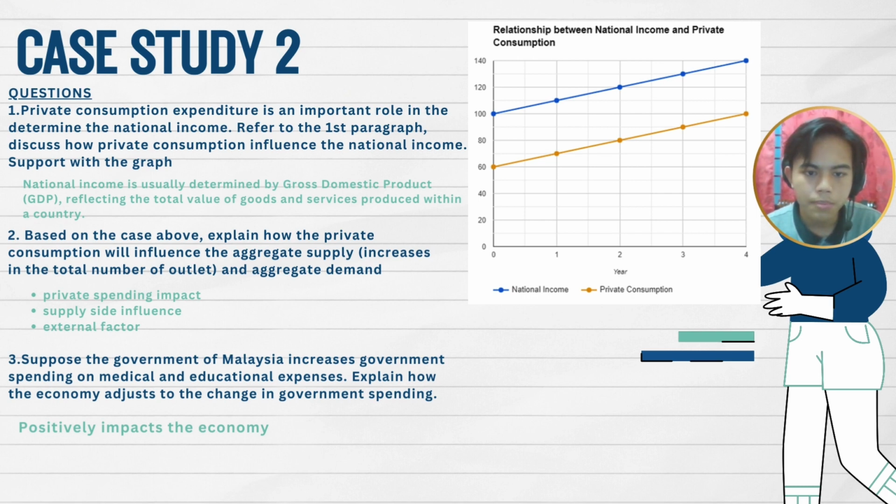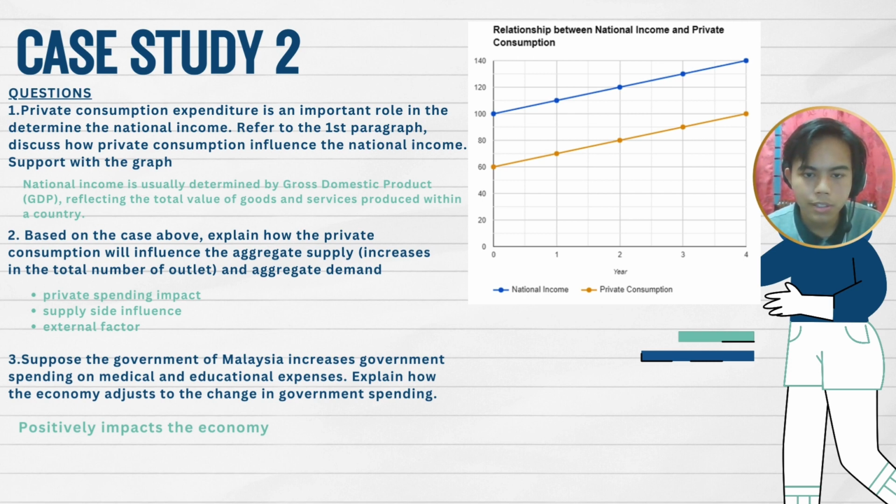Question number 2. Based on the case above, explain how the private consumption will influence the aggregate supply. Increases in the total amount of outlets and aggregate demand. Private spending, driven by retailer expansions and government support like fuel subsidies, has a dual impact on Malaysia's economy. More outlets open due to increased private spending, creating jobs and expanding the job market. On the demand side, private spending boosts customers' purchases aided by retailer expansions and positive sale forecasts.